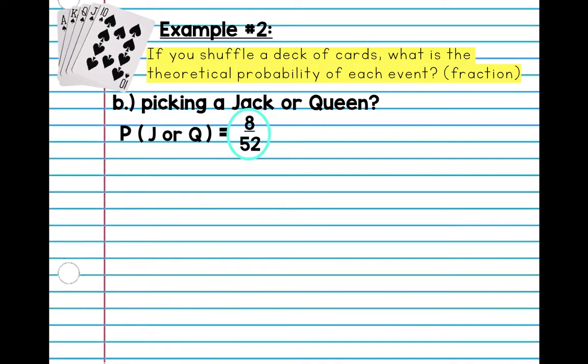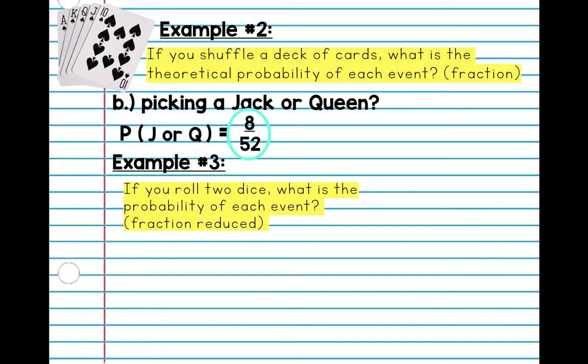This next part is going to be a little bit trickier. Because we're at the end of grade 6, we're going to be pushing ourselves to do grade 7 content. So stay with me and try to grasp and understand what we're going through. If you roll 2 dice, what is the theoretical probability of each event? Again, fraction reduced. They're asking, what is the probability of rolling 2 5s at the same time?